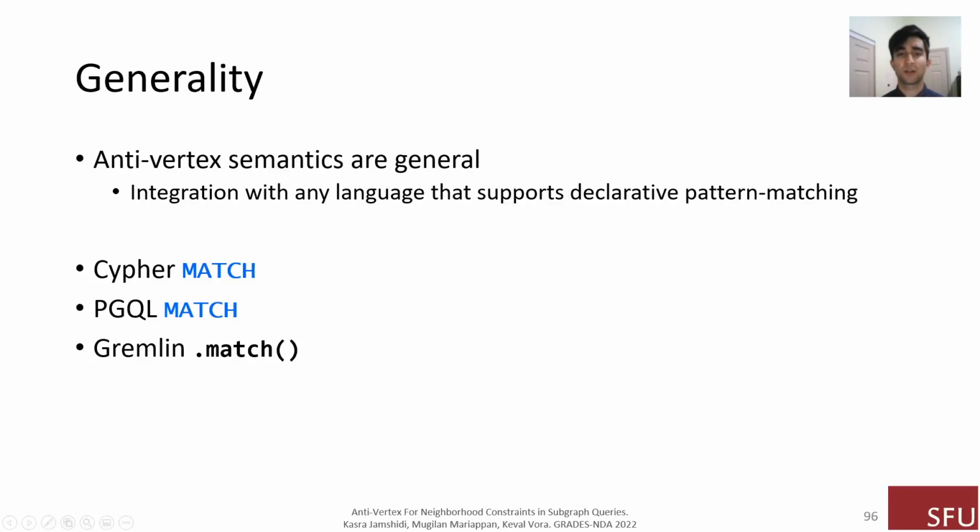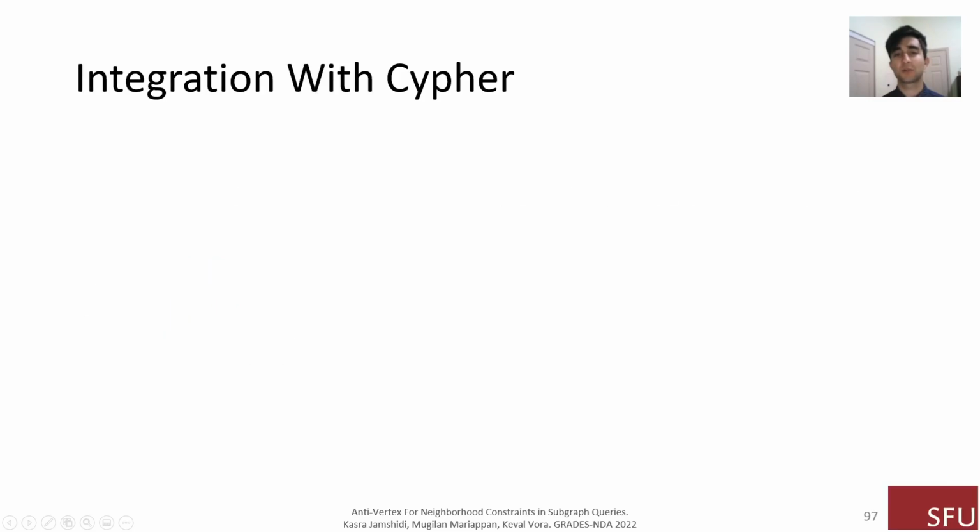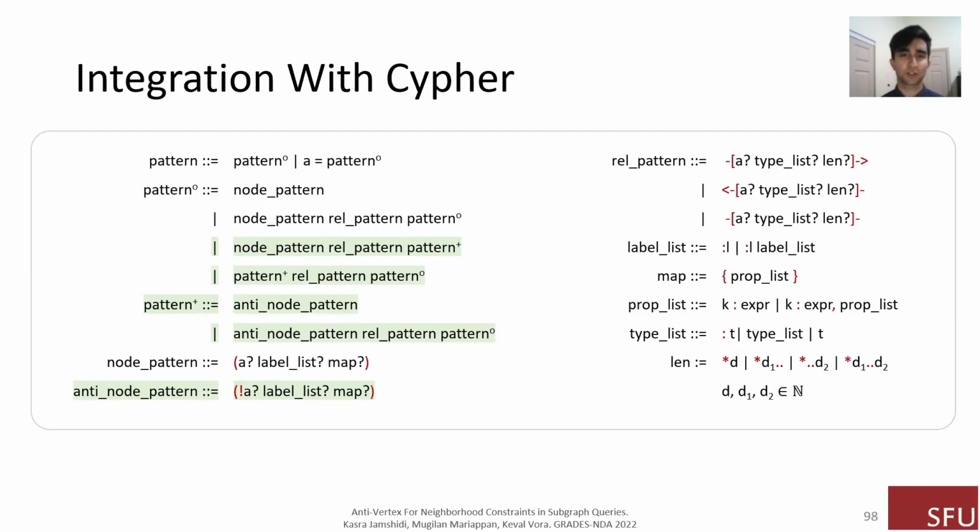To demonstrate, we're going to enhance the Cypher grammar to support anti-vertex by marking a vertex with an exclamation point, which is the not operator in many programming languages. We need only change the pattern matching grammar, leaving the rest of the language unchanged. The highlighted portions here represent the new fragments that we've added to the grammar.